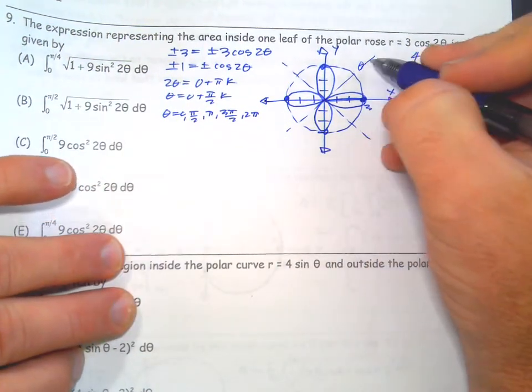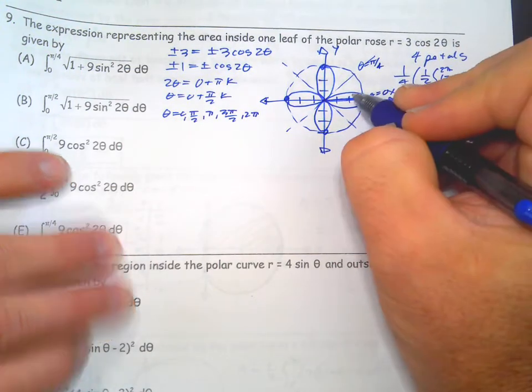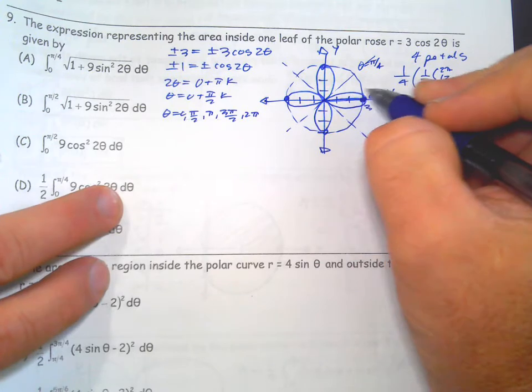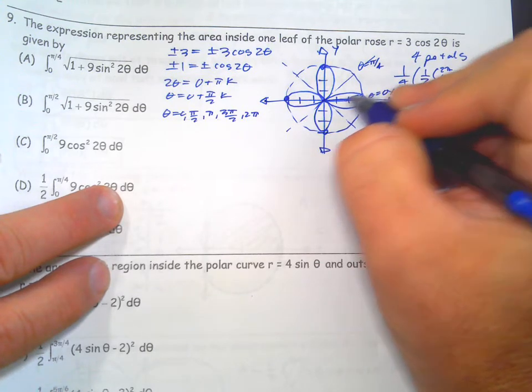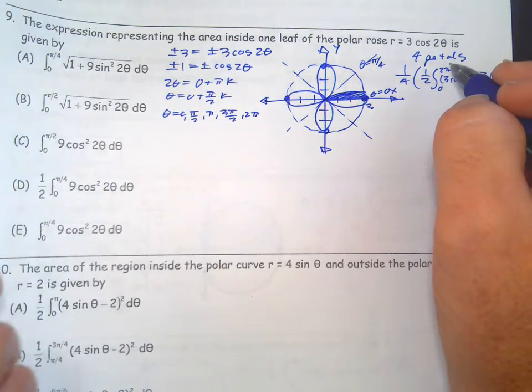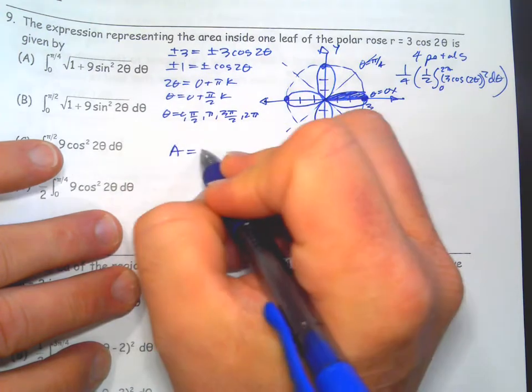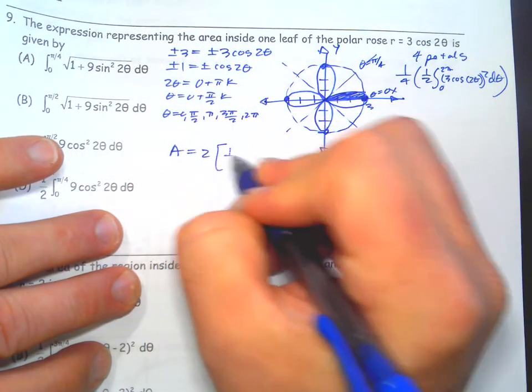So the first petal, what we could do, this is theta equals pi over 4. This is theta equals 0. So a lot of these have 0 to pi over 4, 0 to pi over 2. 0 to pi over 4 would give you half a petal. So that seems promising. We could do double a half a petal.